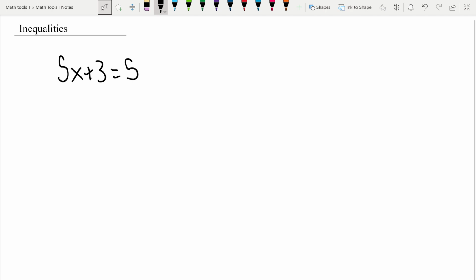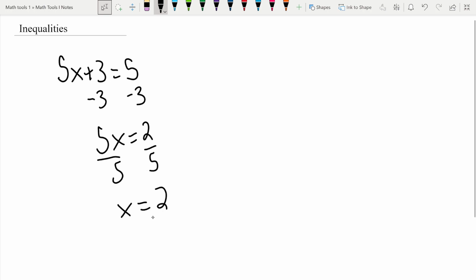So for solving an equation, we have our normal equation solving steps. We can do pretty much anything we want to the equation as long as we do it to both sides. So here we might get 5x equals 2, divide by 5 and get x equals 2/5. So when we talk about solving inequalities, we're going to be following basically these same steps, but there's going to be some key rules that we're going to have to keep in mind.